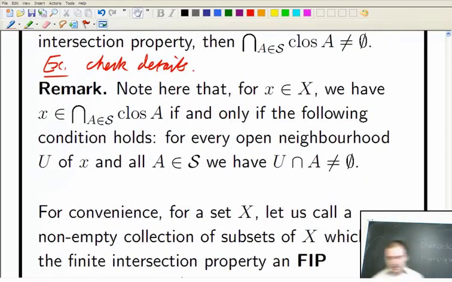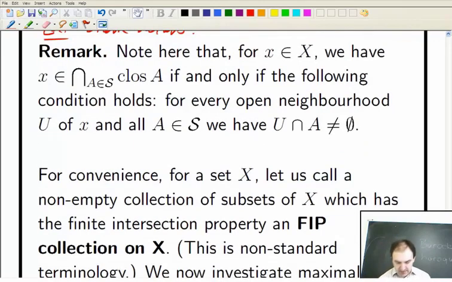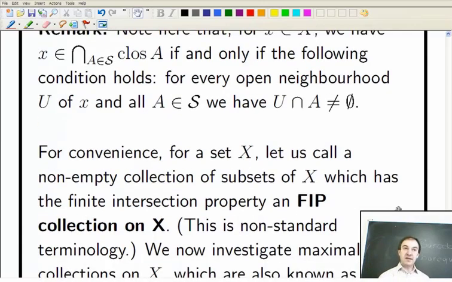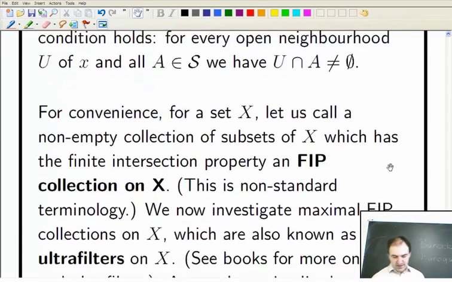And to save time, I'm going to call a non-empty collection of sets which has the finite intersection property, well, that takes too long to say, so I'm just going to call it an FIP collection. And I'm going to be talking about FIP collections of sets. Not standard, but it does save a lot of time. And we're going to use Zorn's lemma to say that every FIP collection is included inside some maximal FIP collection. And the maximal FIP collections turn out to be something called ultrafilters, which do have another definition as well. And by looking a little bit at the theory of ultrafilters, we'll prove Tychonoff's theorem. And we'll do that tomorrow.